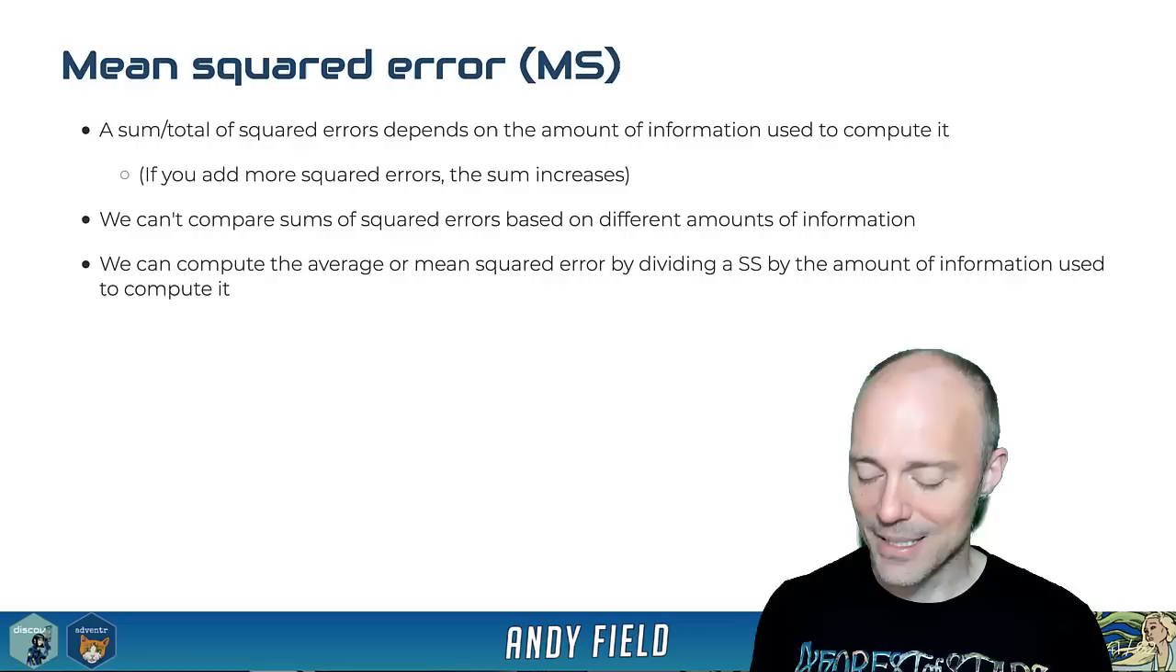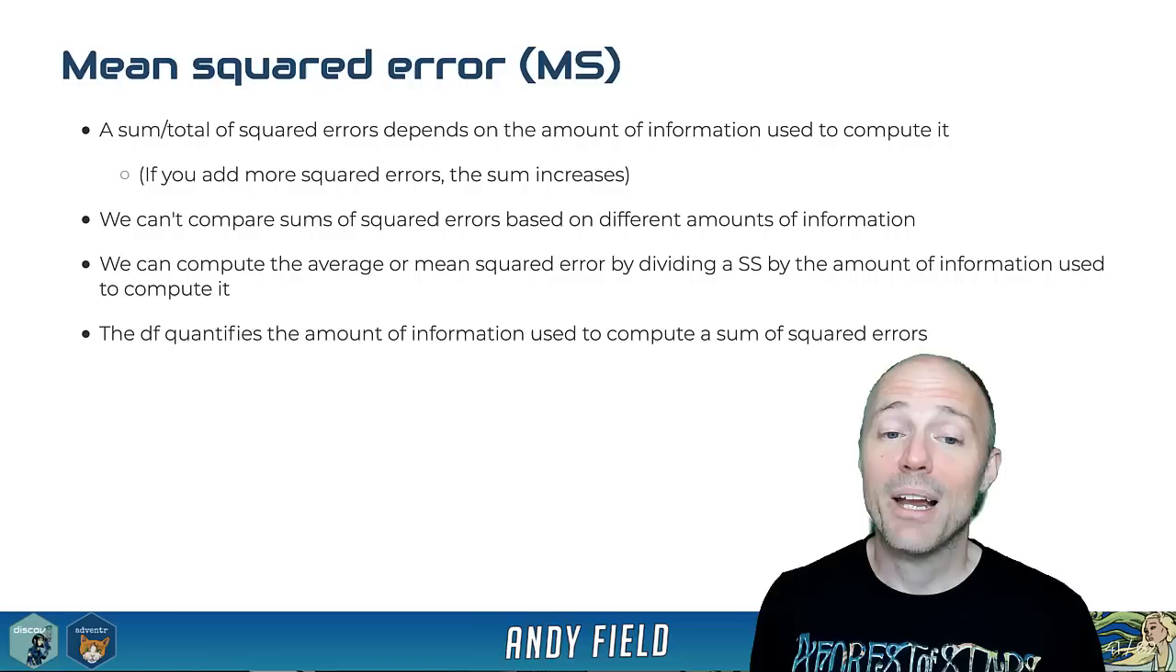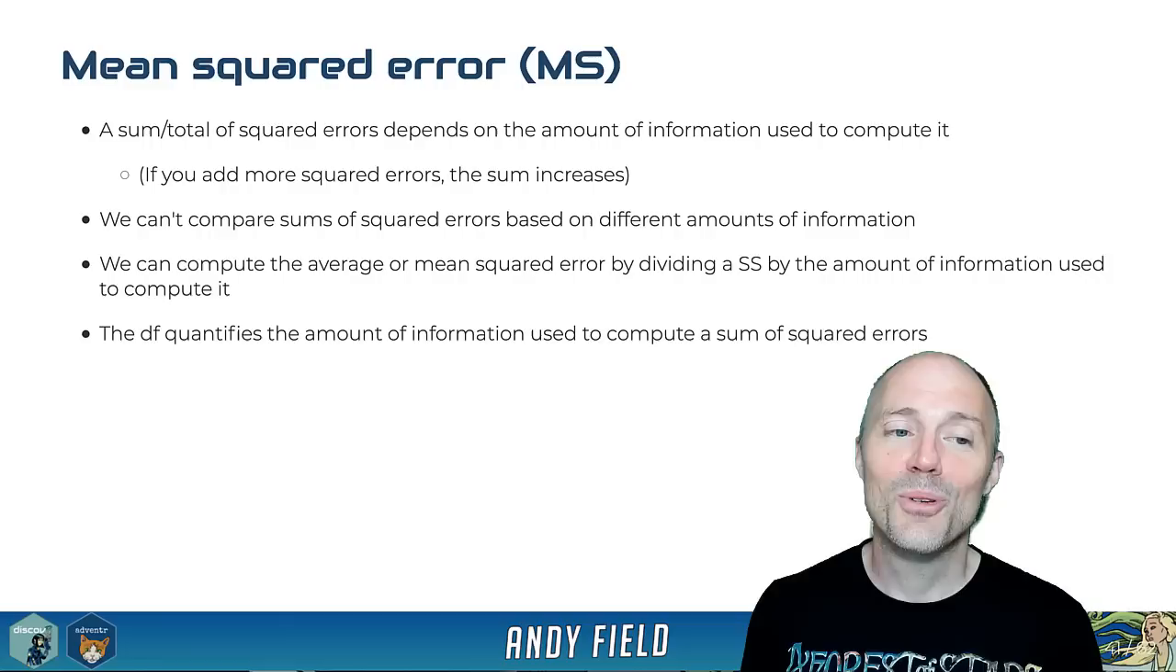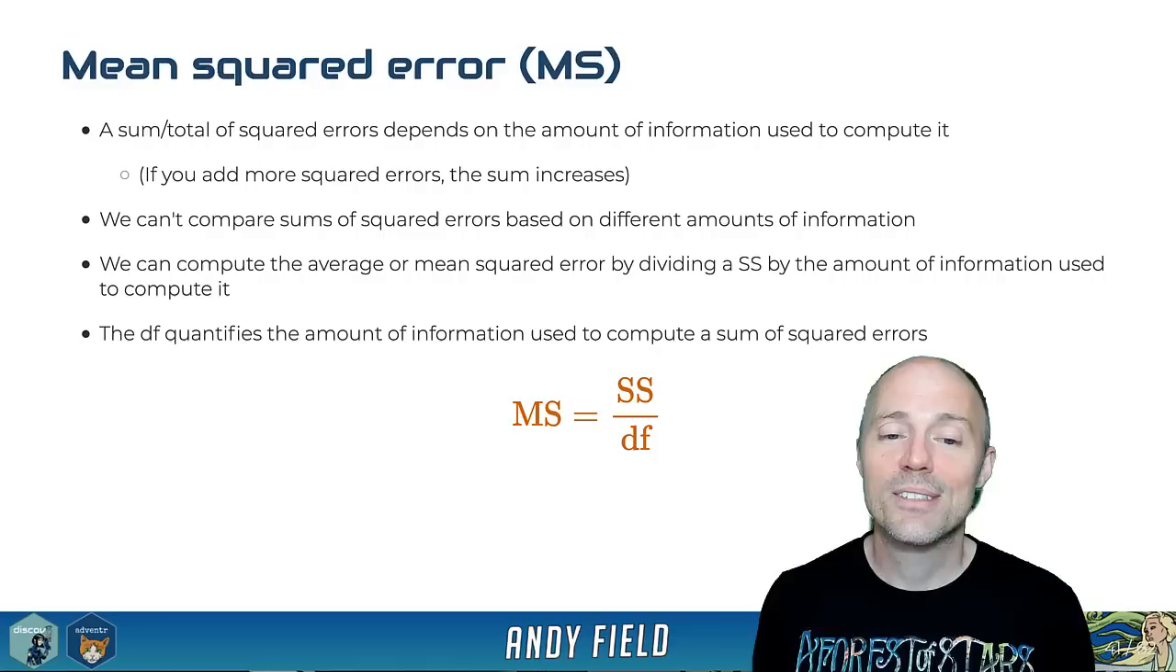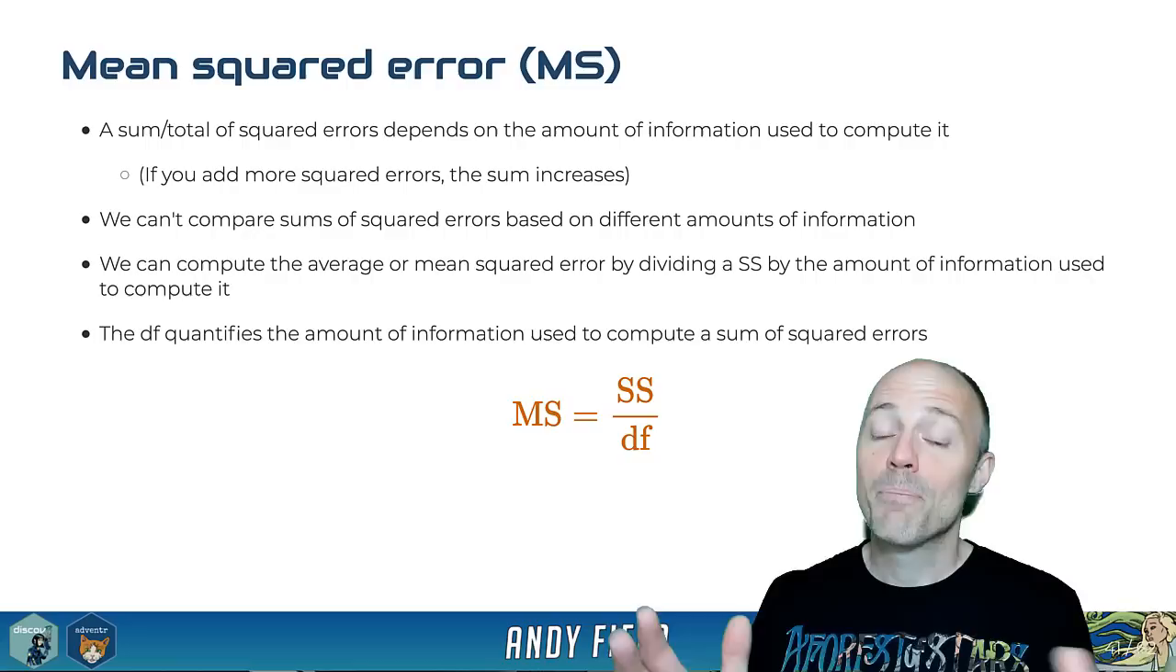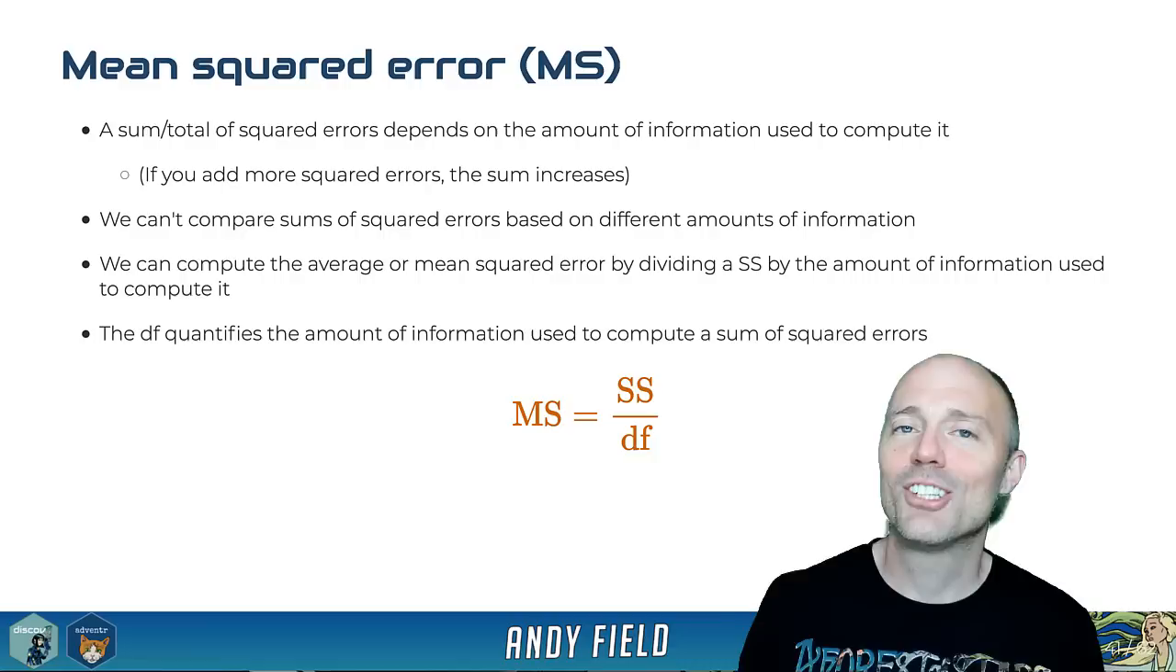We've seen that the degrees of freedom quantifies the amount of information used to compute a sum of squares, so this is a reasonable thing to use as a way of equalizing sums of squares so that we can compare them. So we end up with something called a mean square, which, just recapping from earlier on, is the sum of squares divided by the degrees of freedom. So it's like the total amount of error, but factoring in how much information was used to calculate that total. So that's the mean squared error.